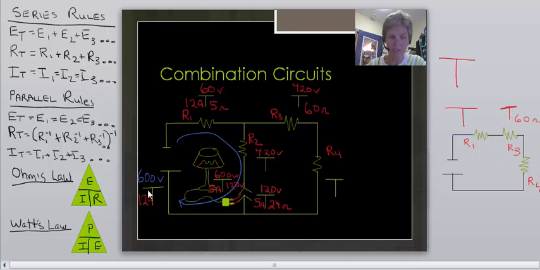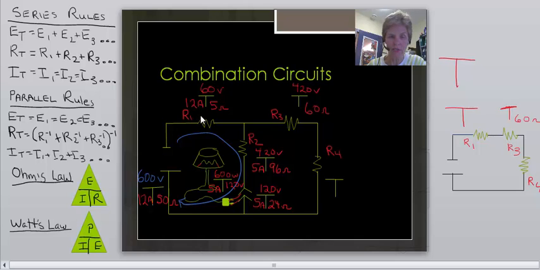Now I can divide 600 volts by 12 amps using Ohm's law to find total resistance for the circuit, and it works out to be 50 ohms. I also have to finish off this R2. We had 420 volts given to us. We know that it's in series with the lamp, so if the lamp is using 5 amps, R2 is also using 5 amps. Going back to Ohm's law, 420 volts divided by 5 amps, I can figure out that this resistor has 84 ohms of resistance.